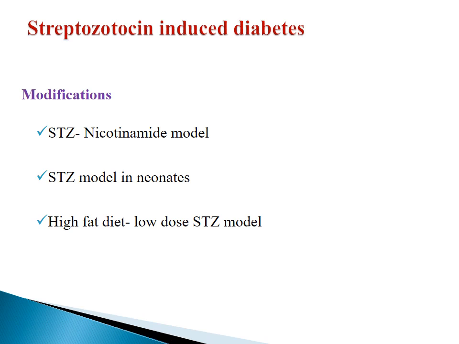Another model is the STZ model in neonates. Here the principle used is that STZ is given to the neonates 2 to 3 days after their birth, and it is continued for a particular period. It is found that when the neonates become adult rats, the researcher gets stable diabetes, and he can study various antidiabetic drugs. Third model is the high fat diet low dose STZ model. This model is basically used nowadays for induction of diabetes along with induction of metabolic disorder.